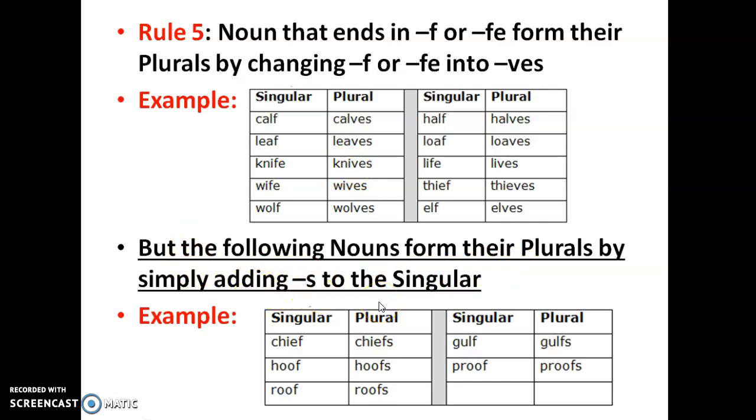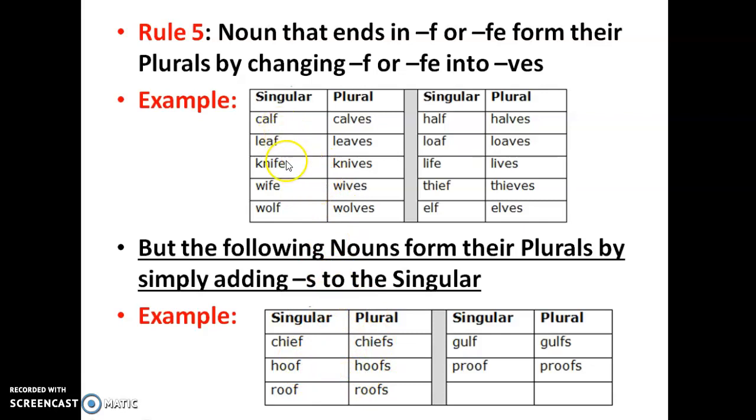Okay. But the following nouns form their plurals by simply adding S to the singular. So this condition is exceptional for some other words. We'll see what are those words. Chief, chiefs. Okay. Hoof, hoofs. Roof, roofs. Gulf, gulfs. Proof, proofs. Okay, these words are exceptional. That means it's not following the same rule which we said in the previous table.